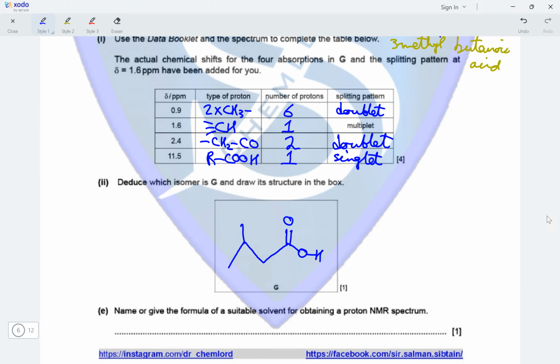Name or give the formula of a suitable solvent for obtaining a proton NMR spectrum. So the solvent that we can use is either CCl4 in which there are no hydrogen atoms present, or we could use CDCl3 in which the proton has been replaced by a deuterium isotope of hydrogen.